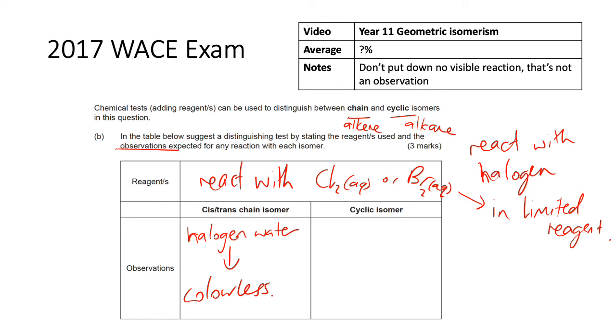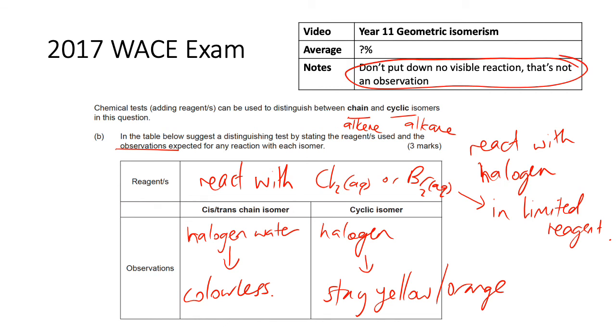Now, you can't write no visible reaction for the cyclic isomer, even though nothing happens. You're just going to have to say what it looks like. So whatever the halogen water color was, whether it was yellow or orange, it's going to stay yellow or orange, whichever one you've chosen as the chlorine or the bromine water. So that's important to remember. You just can't write down no visible reaction for that observation. You might as well just say what it is before and what it is after, and that's the same thing.